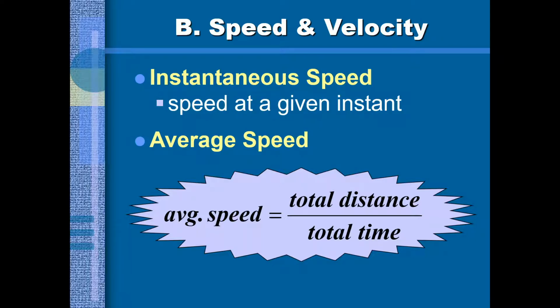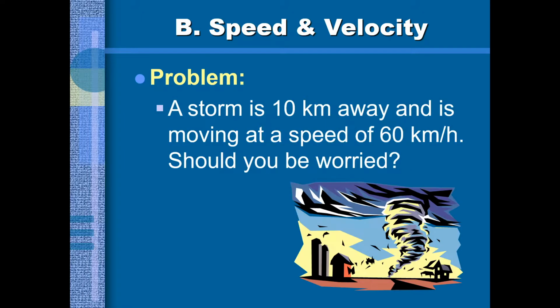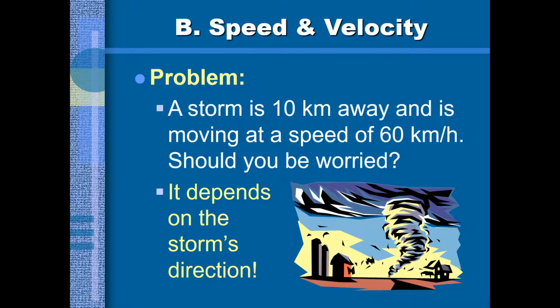You don't have to write the next one down, but here's a question for you. A storm is 10 kilometers away. It is moving at a speed of 60 kilometers per hour. Should you be worried? Yes. Well, it depends. Depends on what? It depends on direction. If it's moving 60 kilometers away from you, I wouldn't be worried. If it's moving 60 kilometers towards you, I would be very worried. It would hit you in about 10 minutes.